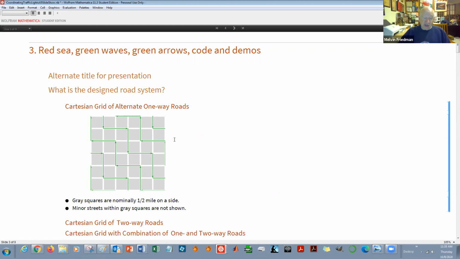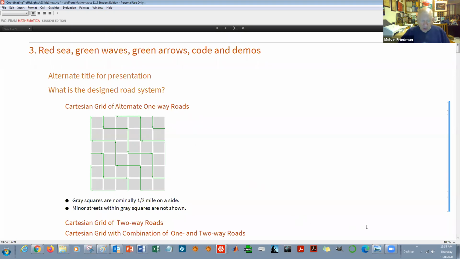For this system of roads, the gray squares are nominally a half a mile on a side, and not shown in the diagram are minor streets. And if these are half a mile on a side, that means there are several streets going north and south and east and west in each of these gray squares.